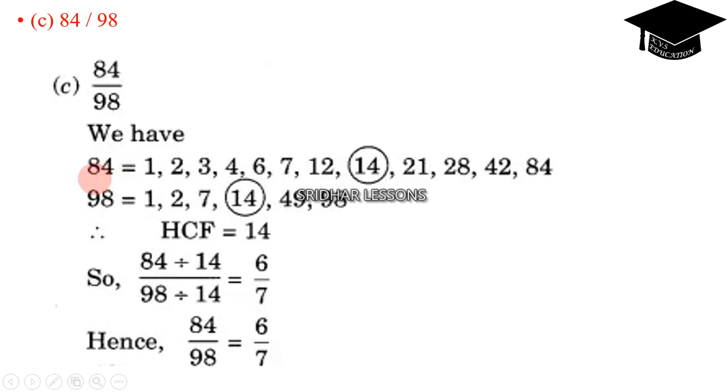C, 84 by 98. The factors for 84 are 1, 2, 3, 4, 6, 7, 12, 14, 21, 28, 42, 84. And the factors for 98 are 1, 2, 7, 14, 49, 98. Therefore, the HCF is 14. So 84 divided by 14, 98 divided by 14 is equal to 6 by 7. So it was simplified as 84 by 98 is equal to 6 by 7.